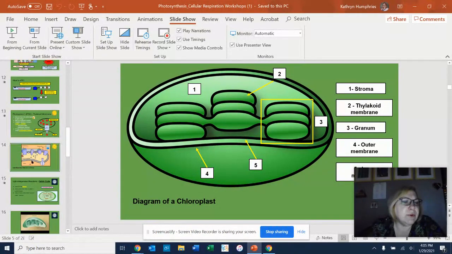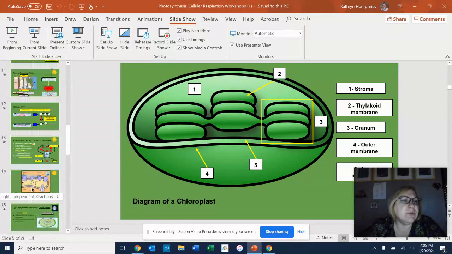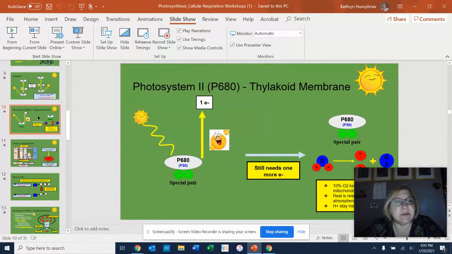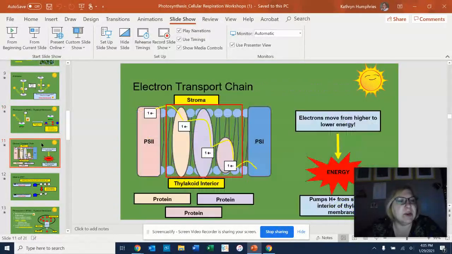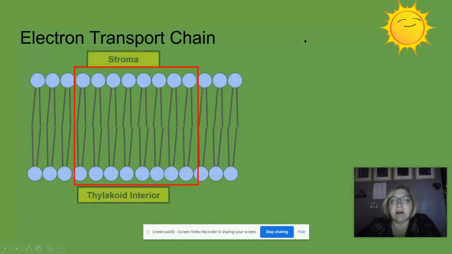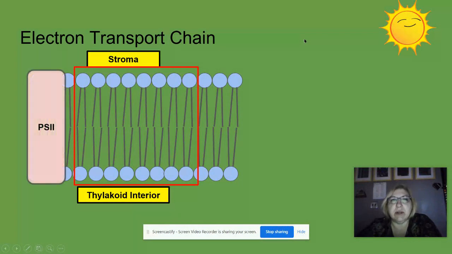I think we were at, let me see, which one were we on? This one. Okay, this is the one we were on, so I think we're going to be going to this one next. So we were talking about the electron transport chain. Let's see if I can get this started. There we go. And I said I was going to show you a picture of it. So here is a picture in more detail of the electron transport chain.